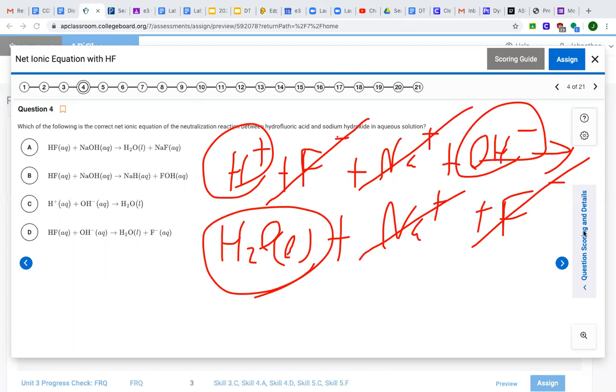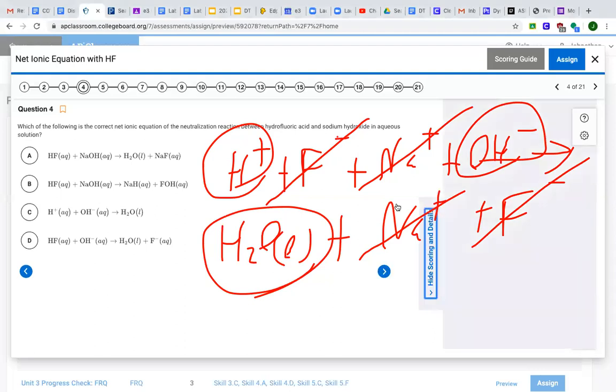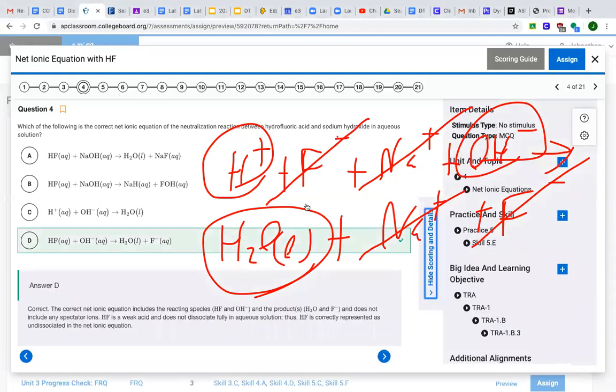Okay, let's see if that's the right answer. That looks good to me. Man, that's a small equation. Oh no, it's D. How do we miss this one? So D's the right answer: HF aqueous plus OH minus gives H2O plus F minus. Oh, right. Okay, this is great. So here's how we got goofed.